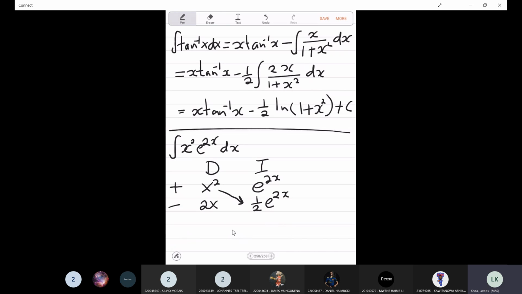Let's add another column. We differentiate 2x, we get 2. We integrate half e to the power of 2x, we get 1 over 4 e to the power of 2x. And then here, our column of signs, we have plus, minus. The next one should be plus. So if I wanted to stop here, I would multiply diagonally.